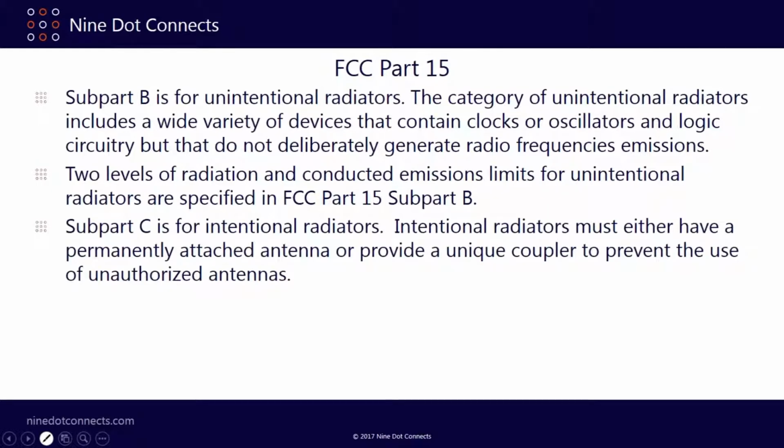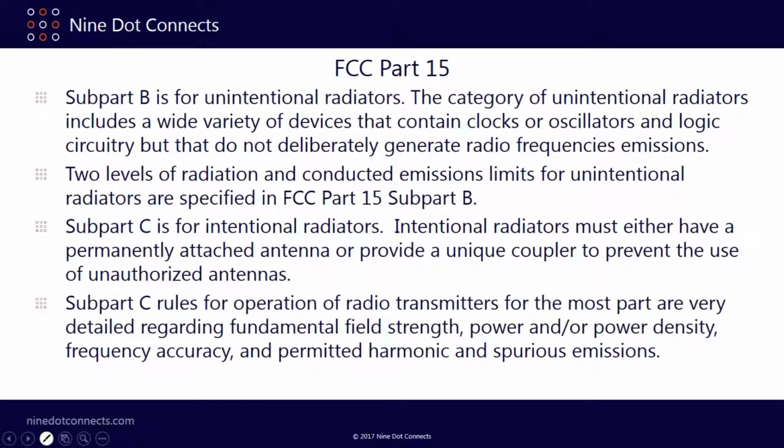Subpart C is for intentional radiators, such as your phone or the TV remote. In any case, intentional radiators must have a permanently attached antenna or provide a unique coupler to prevent the use of unauthorized antennas. Again, the concept is the FCC wants to make sure that your product doesn't put out too much energy out into the normal space to affect the ability of other products to work properly. Subpart C rules for operation of radio transmitters, for the most part, are very detailed regarding fundamental field strength, power and/or power density, frequency accuracy, and permitted harmonic and spurious emissions.